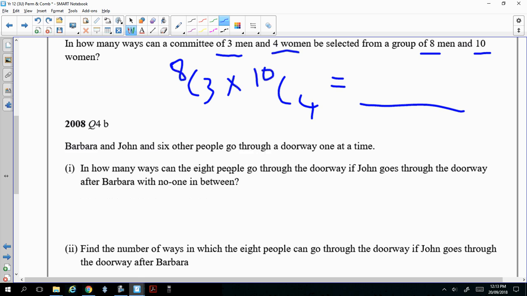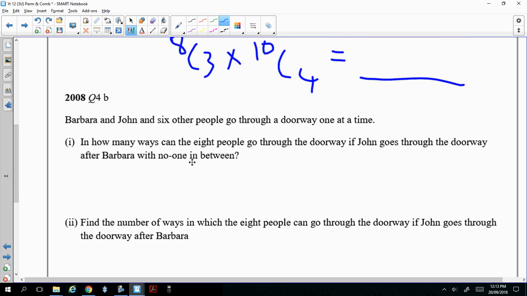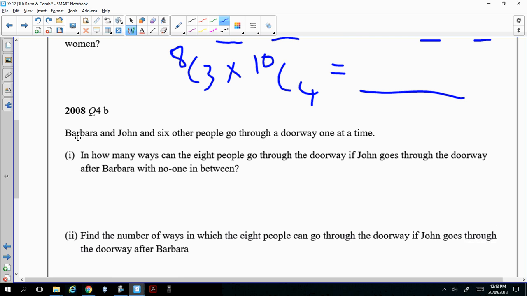Barbara and John and 6 other people go through a doorway, 1 at a time. In how many ways can the 8 people go through the doorway if John goes through the doorway after Barbara and no one in between? So you can think of John and Barbara as stuck together. Give a minute or so, I will ask a student to give me the answer. All right, have a try. We've been doing a lot of problems where things go together, so that's pretty easy.